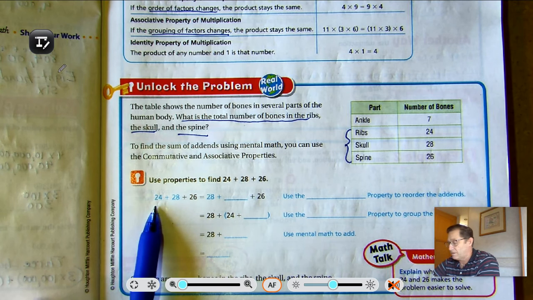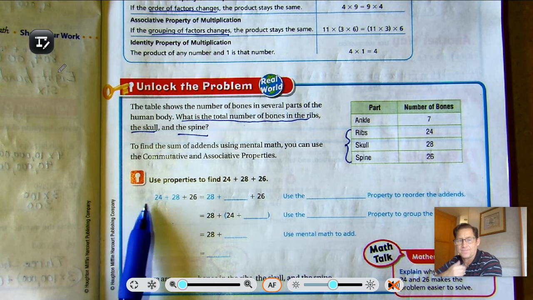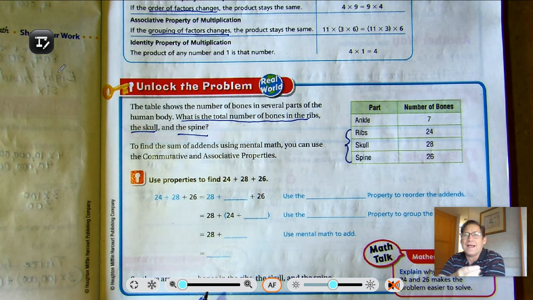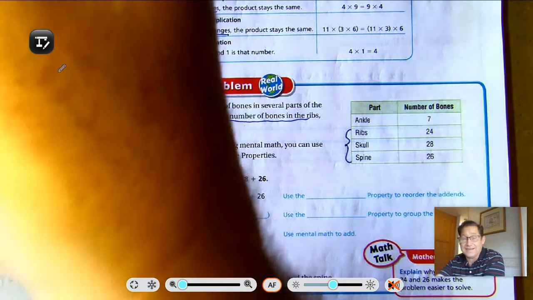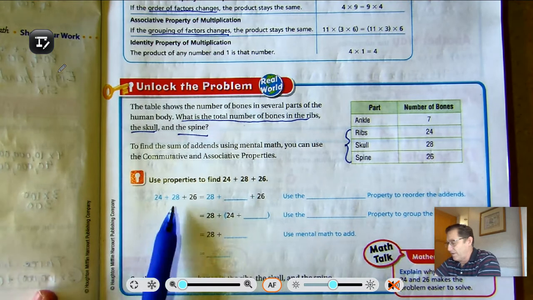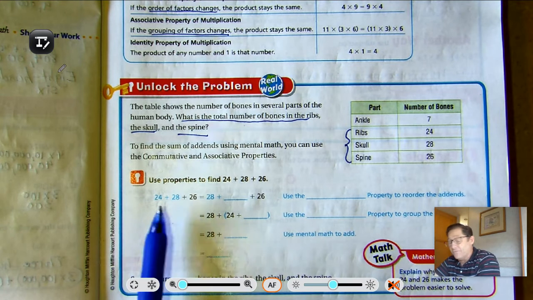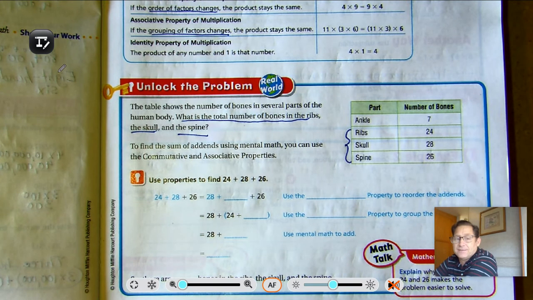Let's look at these numbers a little more closely rather than just quickly starting to add. Do we notice 2 numbers that are compatible in the sense that when I add them together, I get another number that ends in 0? Well, 8 and 4, that's not going to end in a 0. That's 12. But 6 and 4 is a 10. So why don't we switch the order of the 28 and the 24 so that the 24 will be added with the 26?